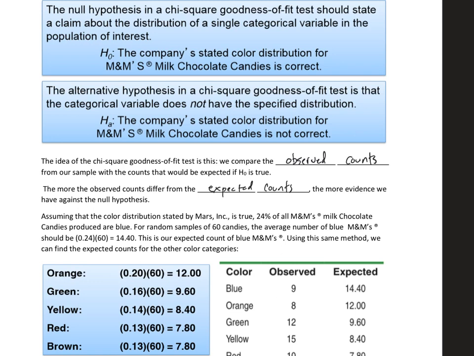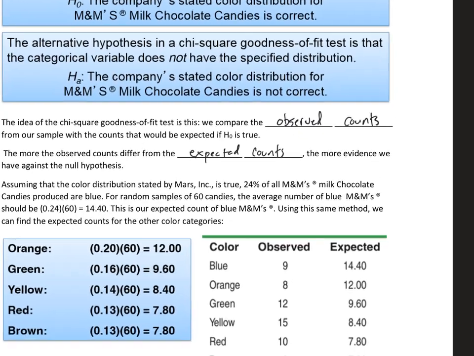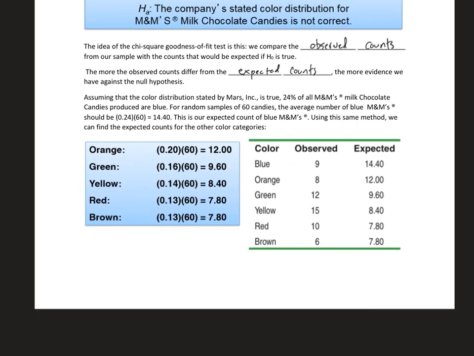Assuming that the distribution stated by Mars is true, 24% of all M&M's milk chocolate candies are blue. For random samples of 60 candies, the average number of blue M&Ms should be 0.24 times 60, which is 14.4. This is our expected count of blue M&Ms. Using this same method, we can find the expected counts for the other color categories. I'll let you take a moment and check the math there.